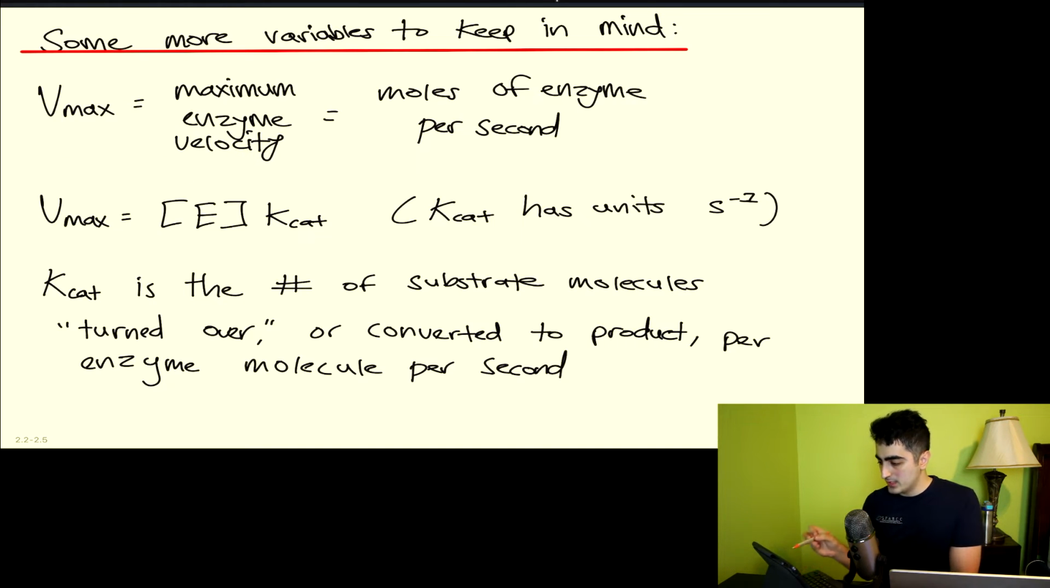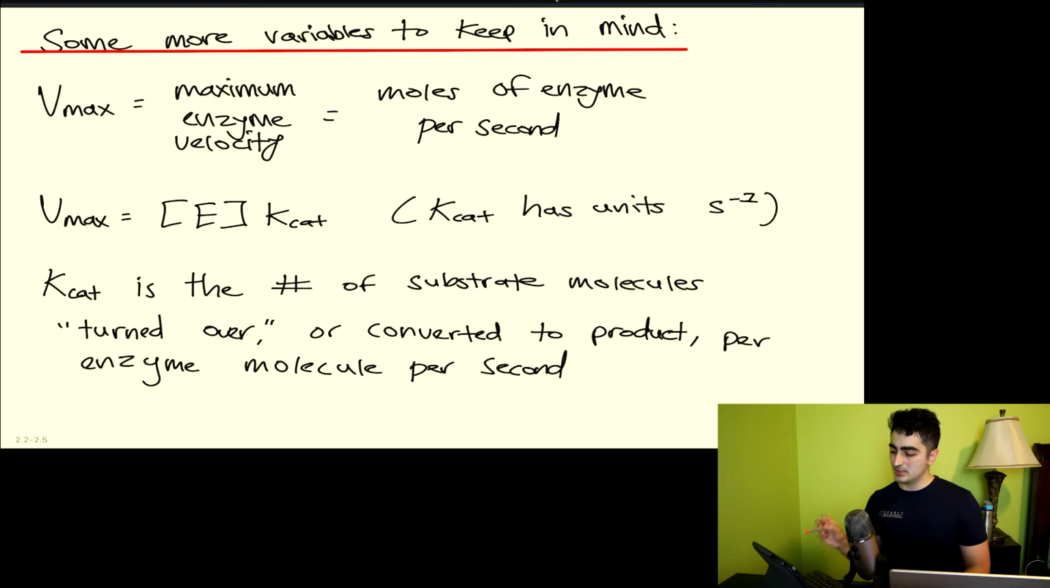Vmax is the maximum enzyme velocity, moles of enzyme per second. Not too important. Vmax equals the enzyme concentration times kcat. I would remember that because it may be important, but it's not super important. I think Km is much more important, but I would commit this to memory.